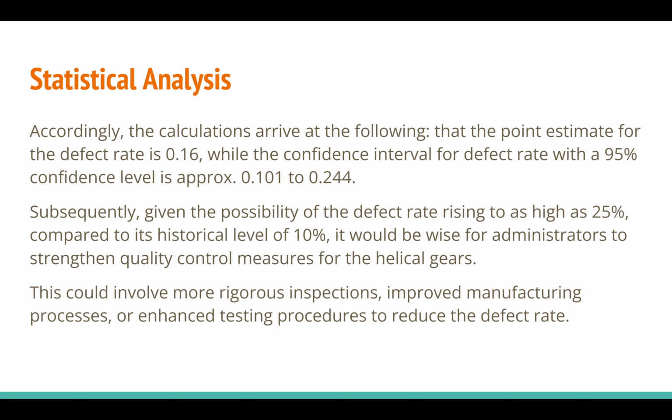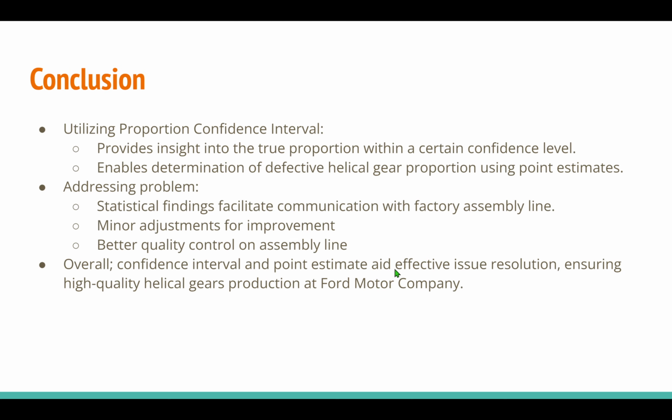It would be prudent to involve more rigorous inspections, improve manufacturing processes, or enhance testing procedures to reduce the defect rate. In conclusion, utilizing proportion confidence intervals provides insight into the true proportion with a given confidence level. It enables determination of defective helical gear proportions using point estimates. In addressing the problem, statistical findings facilitate communication with the factory assembly line, and allow for minor adjustments for improvement and better quality control on the assembly line. Overall, confidence intervals and point estimations aid effective issue resolution, ensuring high-quality helical gears are being produced at the Ford Motor Company.